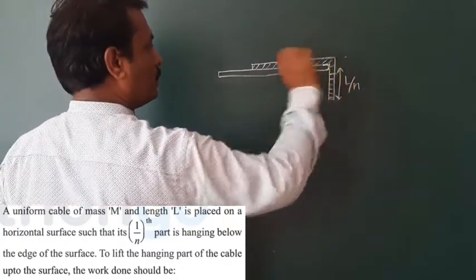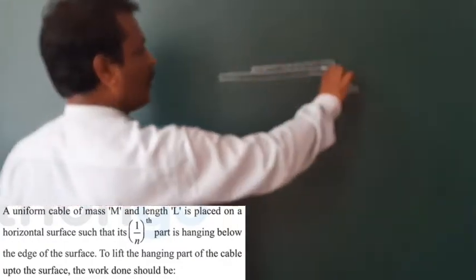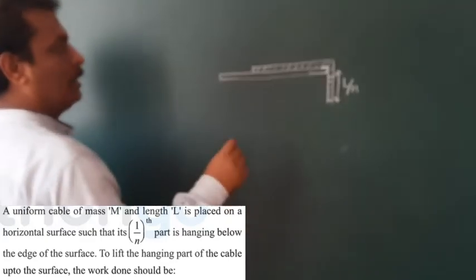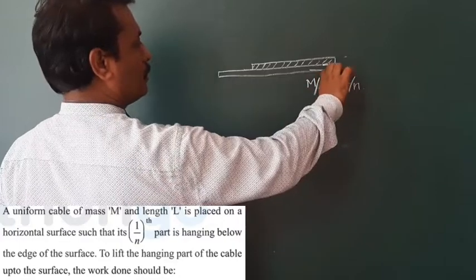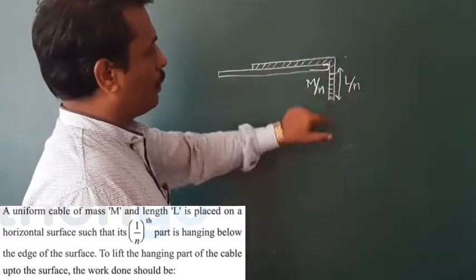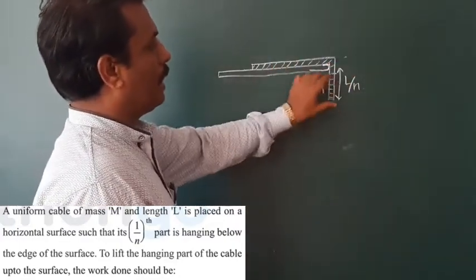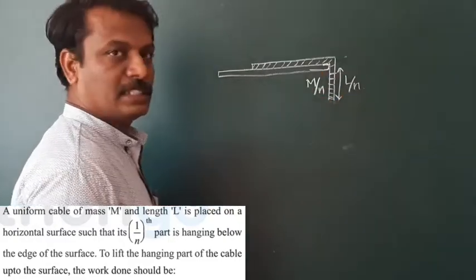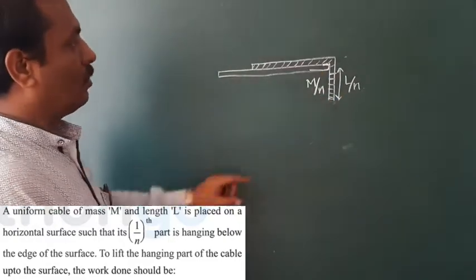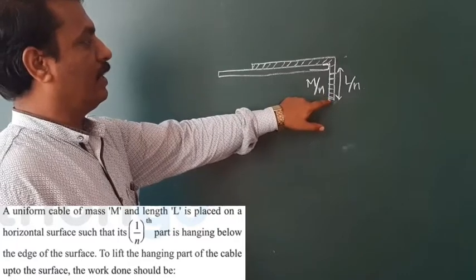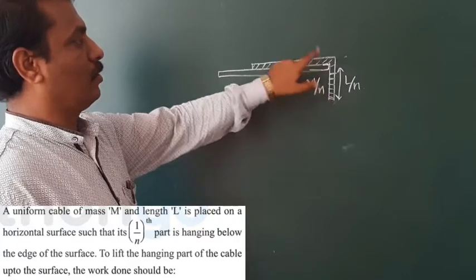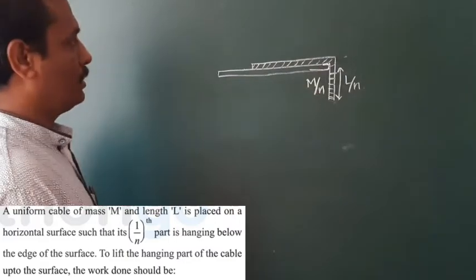Then what is the mass of this part? It is a uniform wire, so mass is also m by n. The mass of the part of the cable below the surface is m by n, and the length of the cable below the surface is L by n. Now the question is, what is the work done in lifting this cable to the top of the surface?